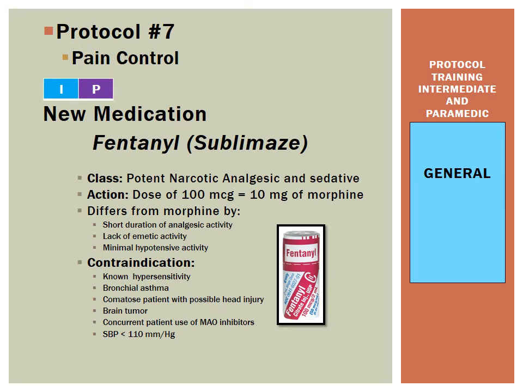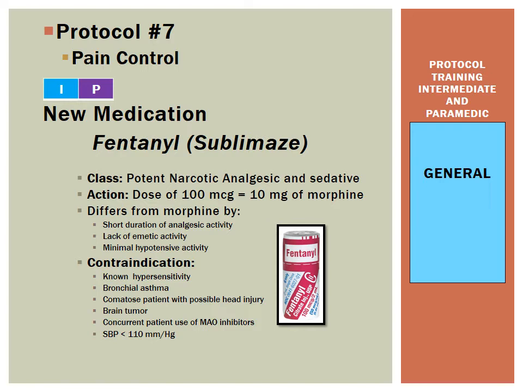Okay, so let's talk about the first of these two new medications in pain management. The first is fentanyl. It is a potent narcotic analgesic and a sedative, and a dose of about 100 micrograms is equal to 10 milligrams of morphine. However, there are some differences from morphine. Fentanyl has a short duration of analgesic activity. It lacks emetic activity and has minimal hypotensive activity. So that makes fentanyl kind of the perfect drug for pre-hospital pain management.